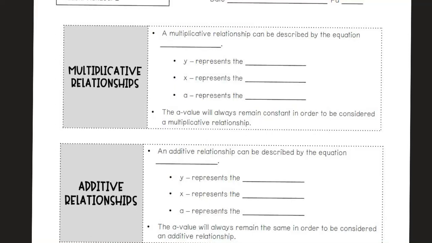Today we are looking at two types of relationships. There are additive relationships and multiplicative relationships. So the first thing we're looking at is multiplicative relationships.